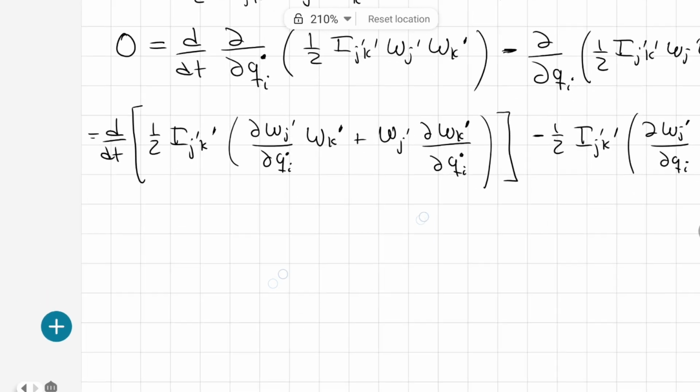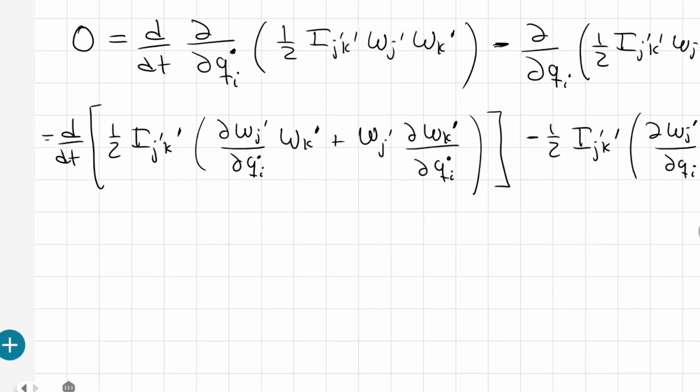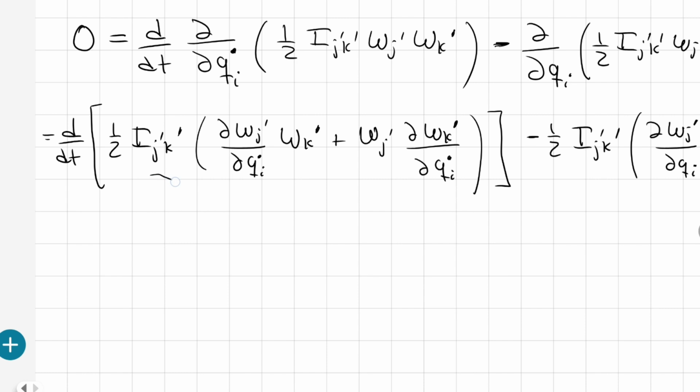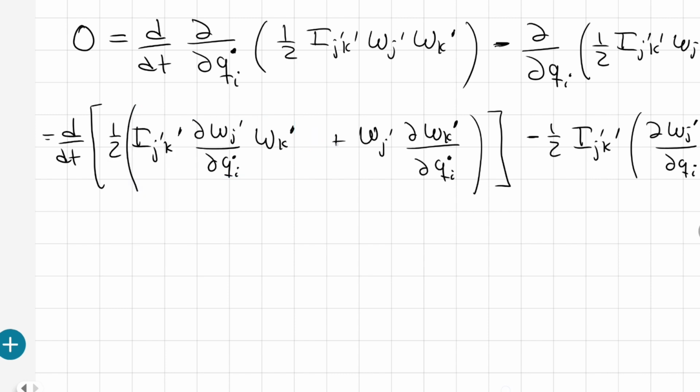Perfect. Let me tell you something. Remember that the inertia tensor is symmetric, so I can switch this j with this k. I can switch these indices. This inertia tensor is multiplying this term and this term, so I'm going to have two inertia tensor components. Let me write it. It will be something like this. Let me put the parenthesis here, plus I_ijk. Okay, I think that's correct.